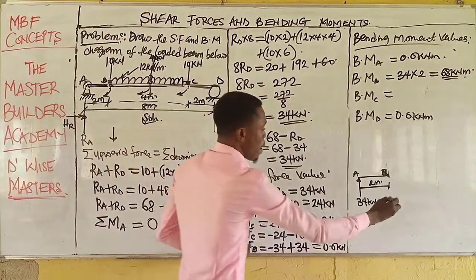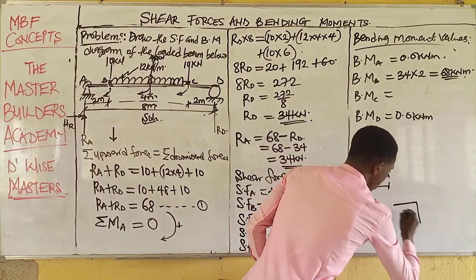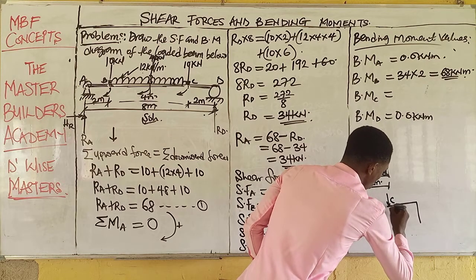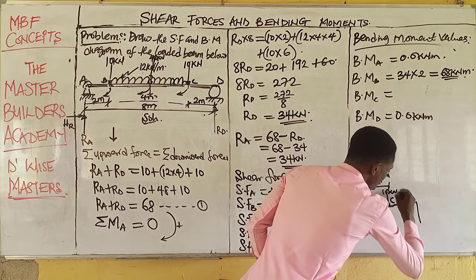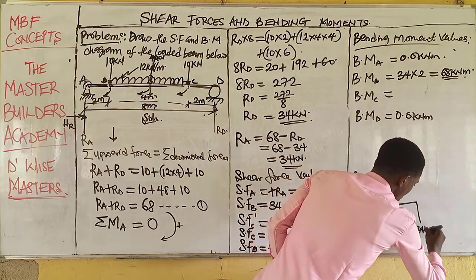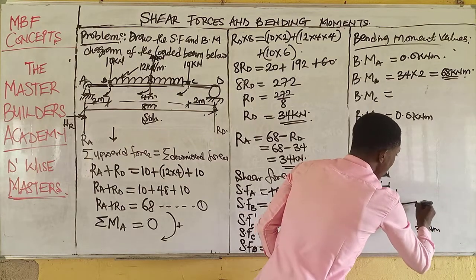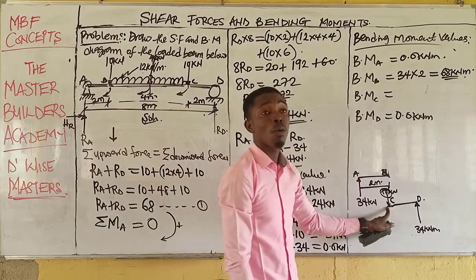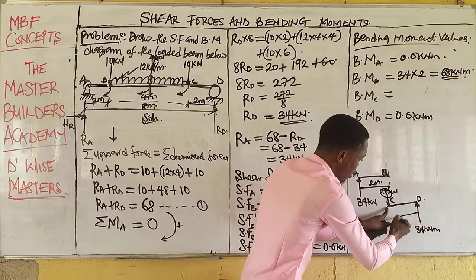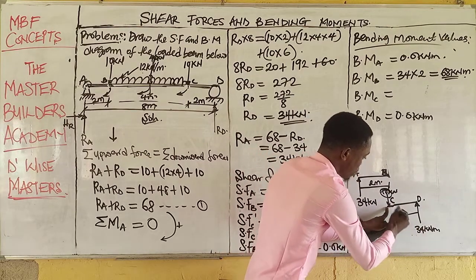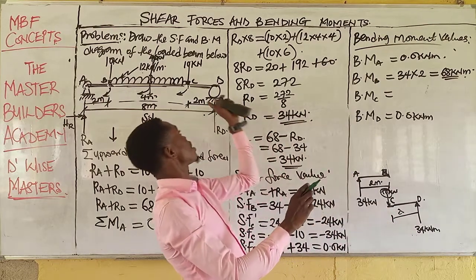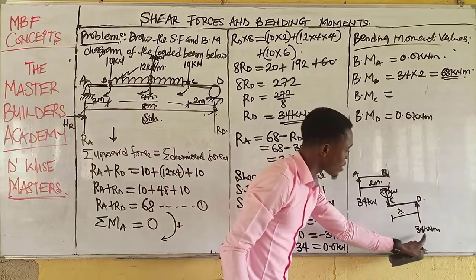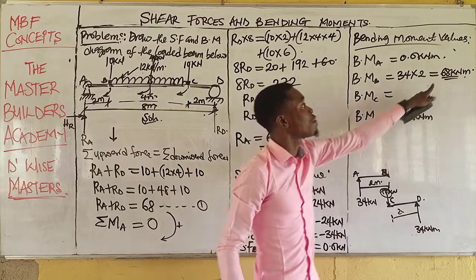Then I will take moment at C from D. So this is C. And I have a load here, which is 10 kilonewton. And this is still 34 kilonewton. And at this point, I have D. So if I am checking moment here, reaction here is 0. And what is the distance of this reaction from this point? We said it's 2 meters, just as we have it here. And this multiplied by 2 will equally give us 68.